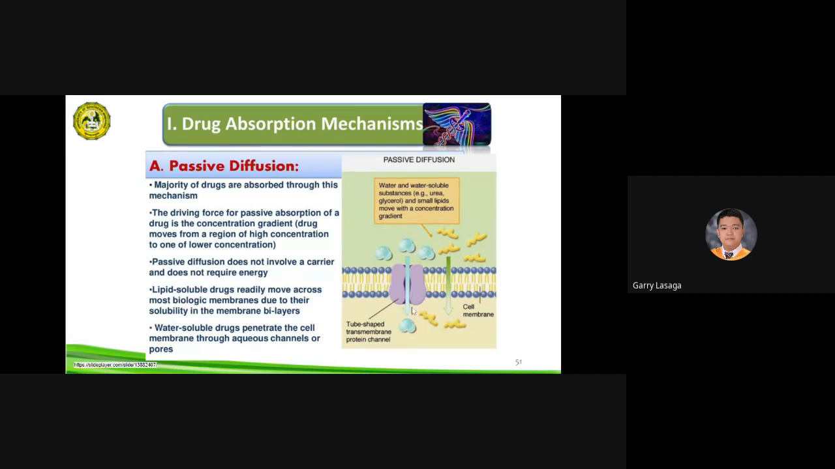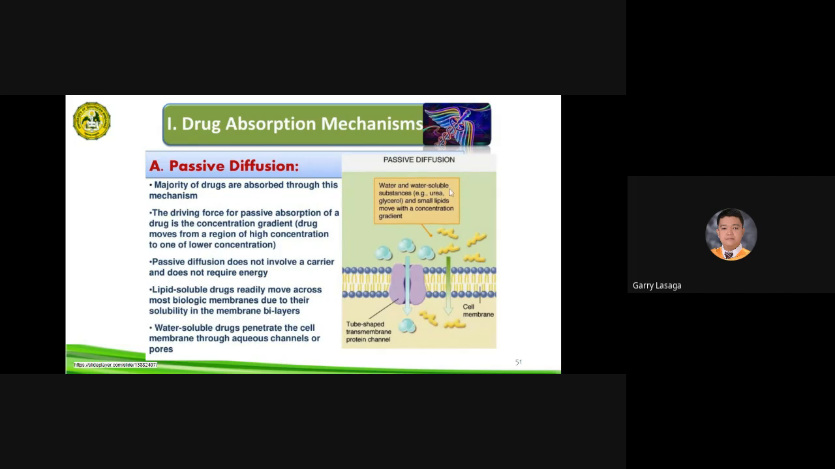So in this particular diagram, there is the presence of an integral protein in the membrane. In this case, this could be an example of an aqueous channel for the transport of water from the outside to the inside. So this is not an example of passive diffusion. Again, passive diffusion does not require a carrier in order to transport the molecules.